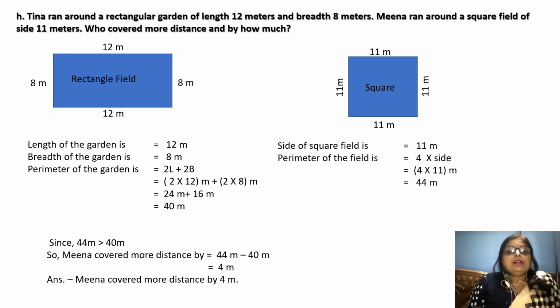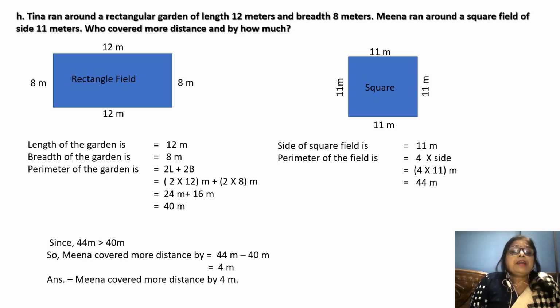Next question. Tina ran around a rectangular garden of length 12 meters and breadth 8 meters. Mina ran around a square field of side 11 meter. Who covered more distance and by how much? Tina and Mina both are running around the garden. But there is a difference: Tina is running along the rectangular field while Mina is running around the square field. So, who will run more?